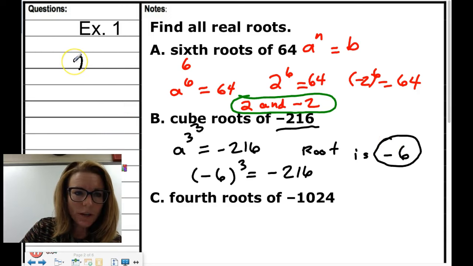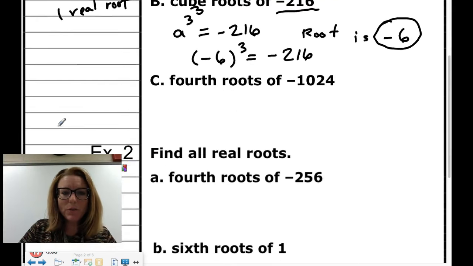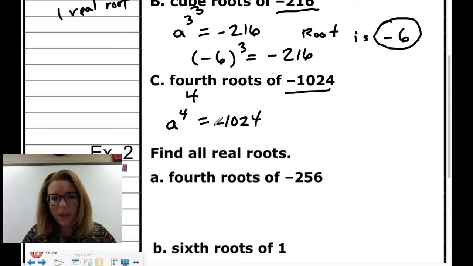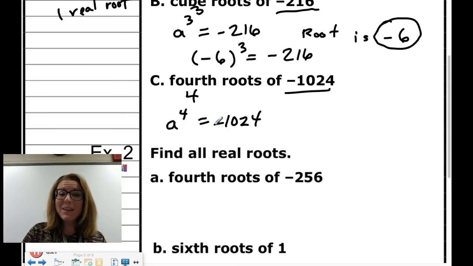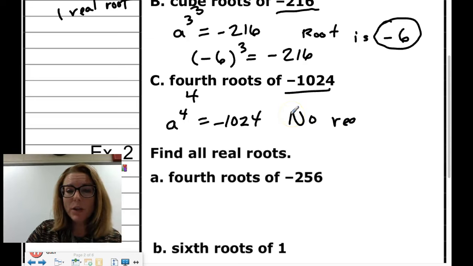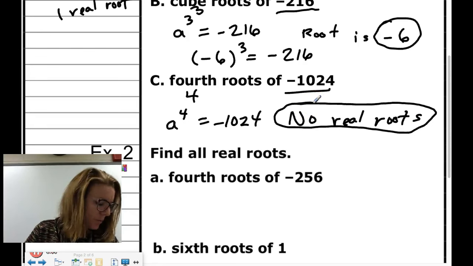So up here, we get 2 real roots on A and 1 real root on B. C, fourth root of negative 1024. So the index is 4, and we have a negative. What number to the fourth power is going to give me negative 1024? Well, guess what? Nothing. When you raise any number to an even power, you have to get a positive, and we're not going to get a positive. So the answer is no real roots. That's it. I'll circle it.